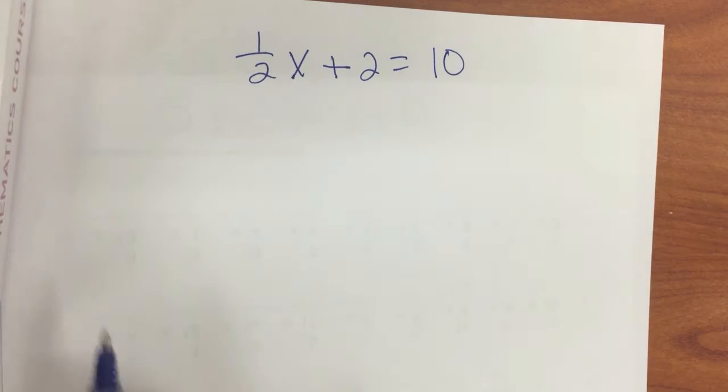Okay, so here we go. So we've got 1/2 x plus 2 equals 10. What do we want our variable to represent?